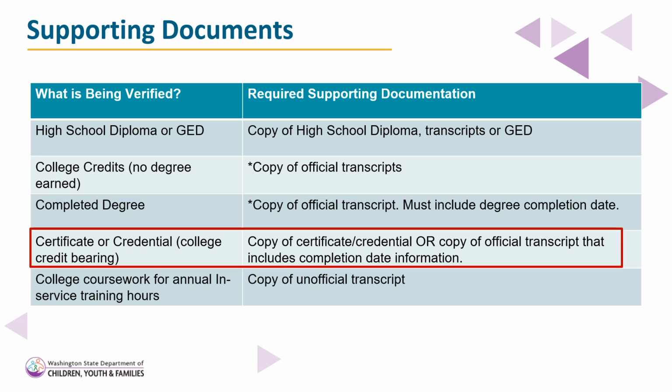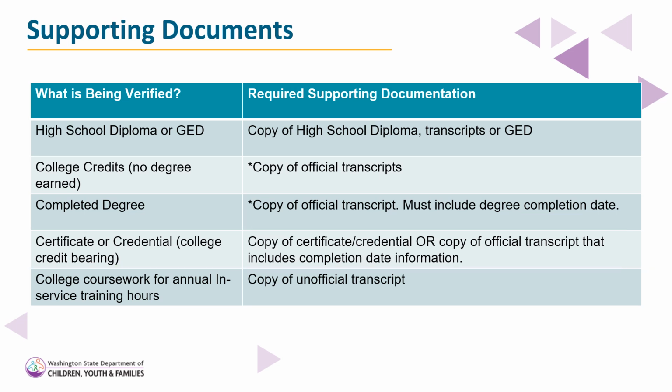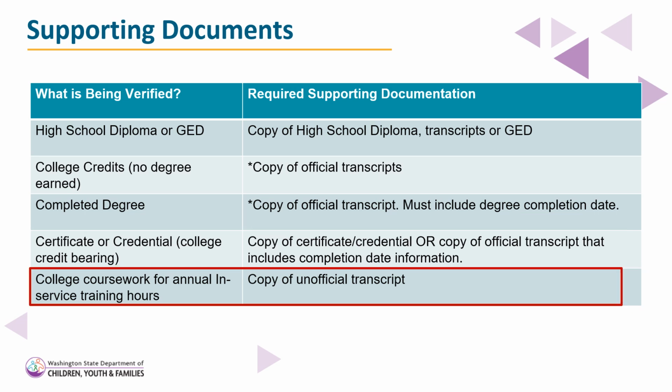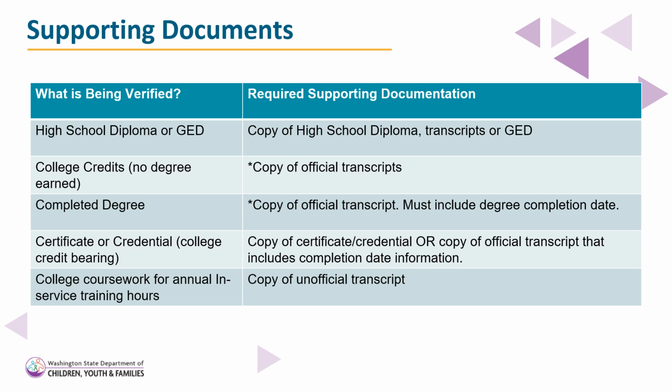To have a certificate or credential recorded, a copy of the actual certificate is required. An official transcript may be used if it lists the certificate as earned with the date of completion. If you would only like to apply for annual in-service training, formerly known as STARS hours, for eligible college coursework, an unofficial transcript works just fine. However, if you want to verify college credits and also apply for in-service training hours, an official transcript is required.